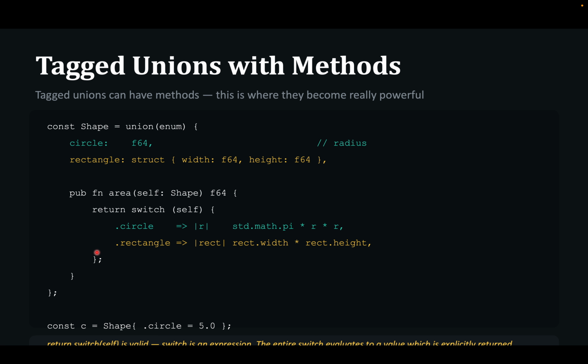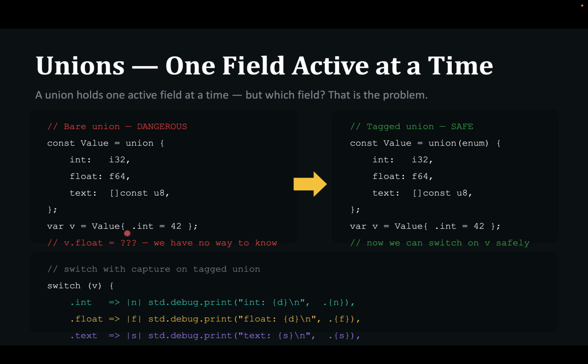How do we see a tagged union? A tagged union becomes really powerful when you add methods, and this is a Zig pattern. But first we need to see what the tagged union looks like. Here you can see an example of a tagged union in which you can now switch safely, because you have all three variants here.